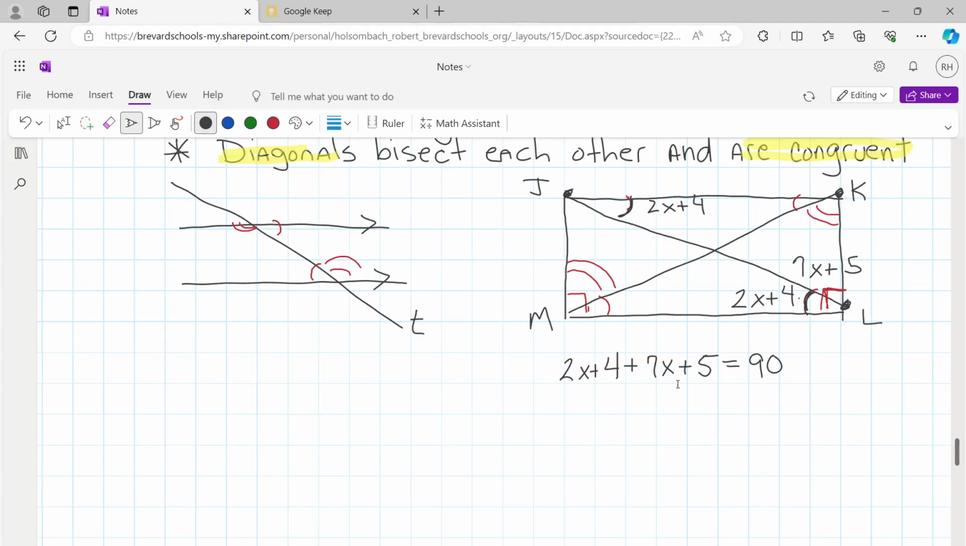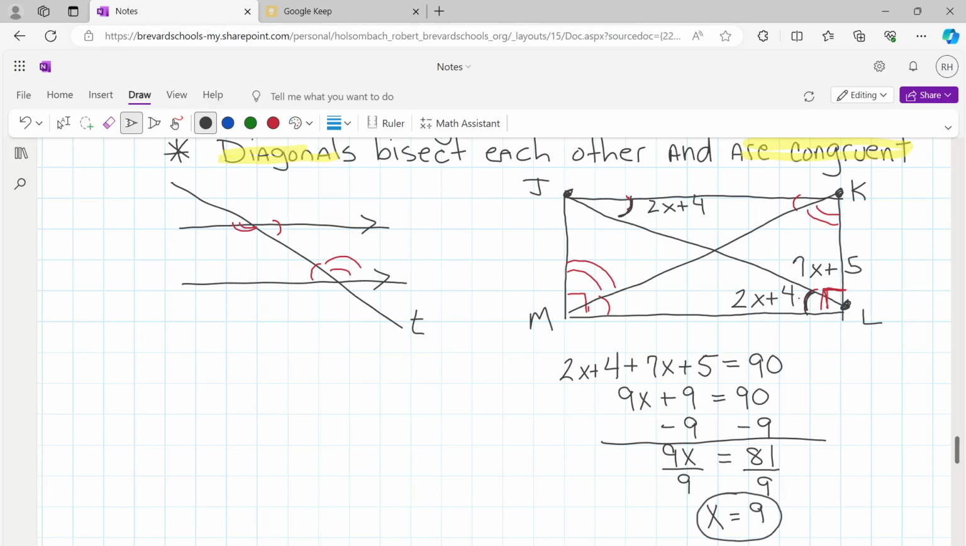All right, and then you can combine like terms. So your 2x and your 7x is 9x, plus 4 plus 5 is 9, and that's equal to 90. Subtract 9 from each side. And our 9x is equal to 81, and then divide both sides by 9. And our x equals 9. All right, so be careful where the angles are or where the expressions need to go in the problem so that you set up your equation properly.